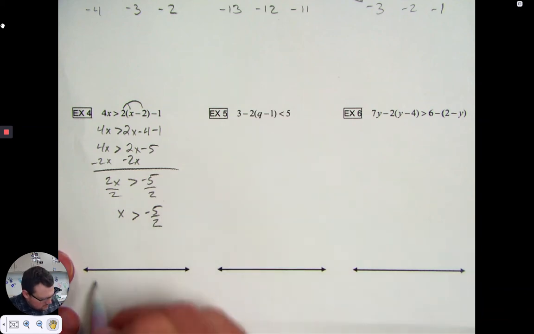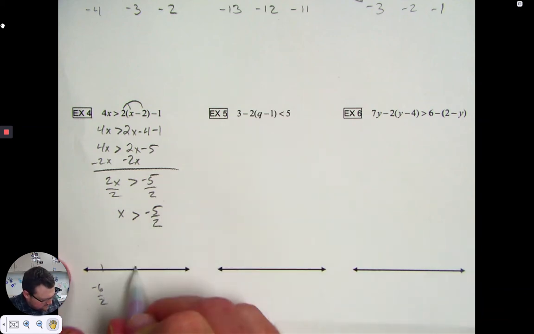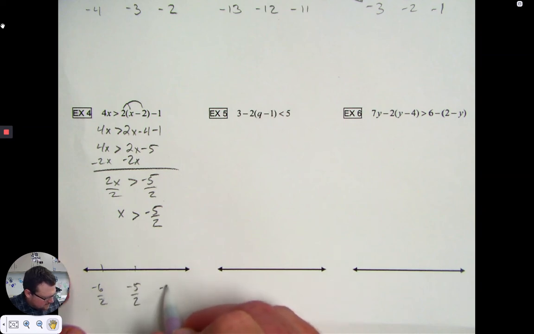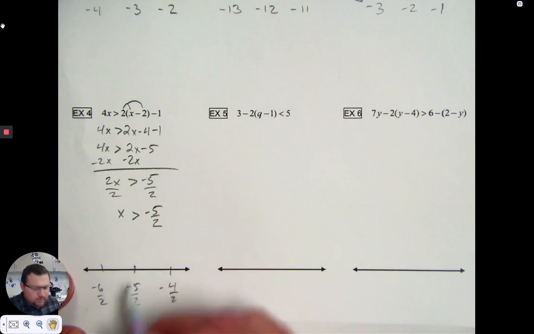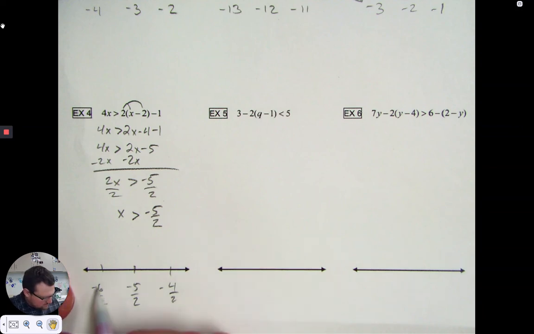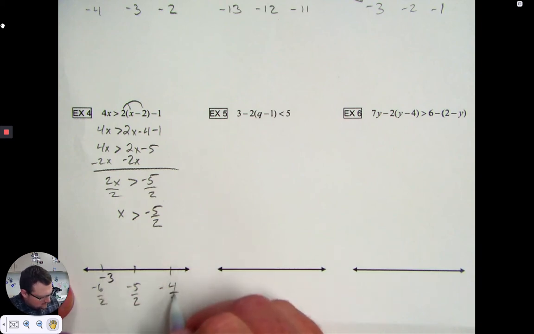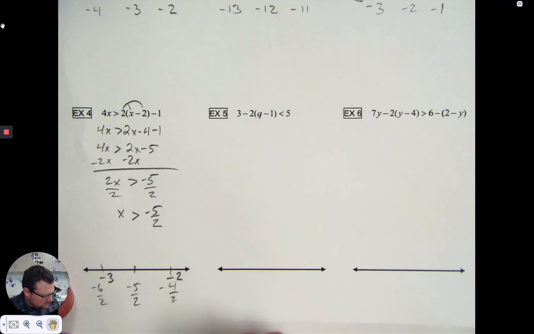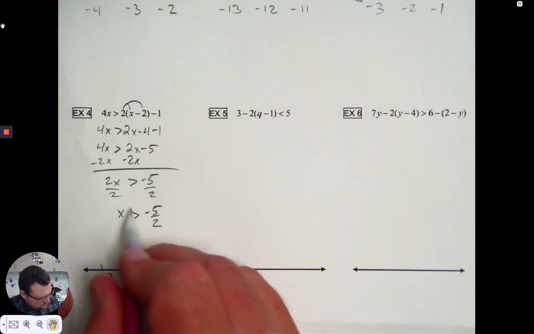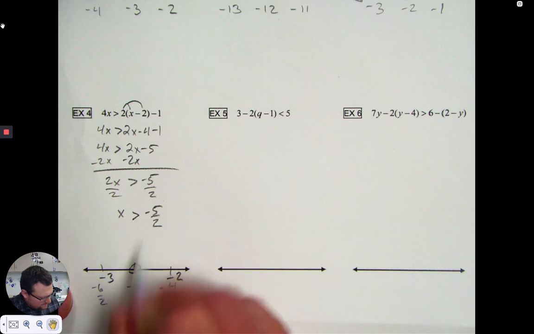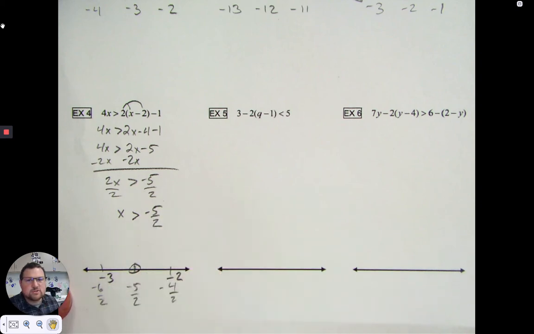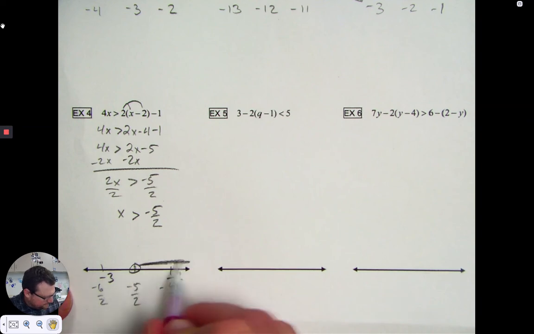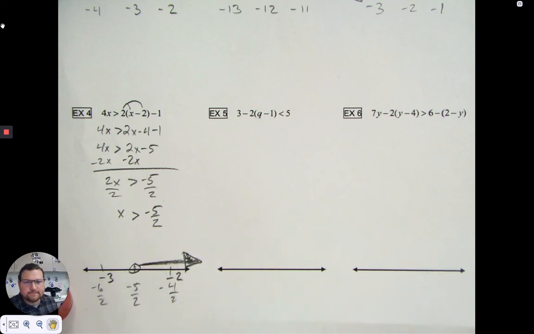Now when we go to graph this, this would really be negative 6 halves, negative 5 halves, and negative 4 halves. But what we want to do is simplify those down when possible. So negative 6 halves is really a negative 3, negative 4 halves is really a negative 2. So you can really just write this as negative 3, negative 5 halves, negative 2. The other ones are not necessary. Then we put our open circle at negative 5 over 2, and the numbers greater than that are going to be to the right. So we draw our arrow over to the right.